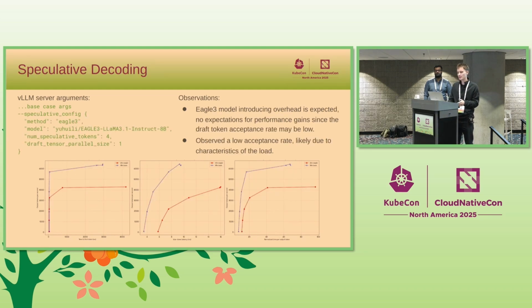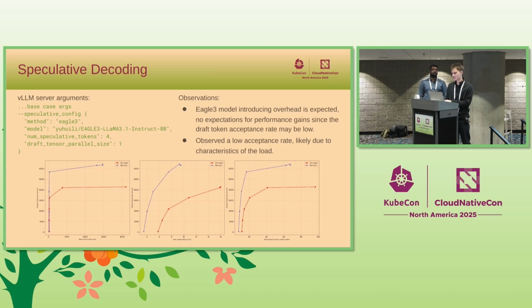And then lastly, we tested speculative decode. So again, we just added the speculative decode config to our base case arguments, redeployed, and we set the number of speculative tokens equal to 4, and we just picked a random EAGLE-3 model that wasn't fine-tuned for our use case. And in this particular case, we did actually see performance decrease, which wasn't entirely surprising.